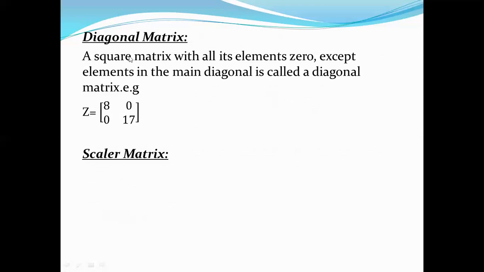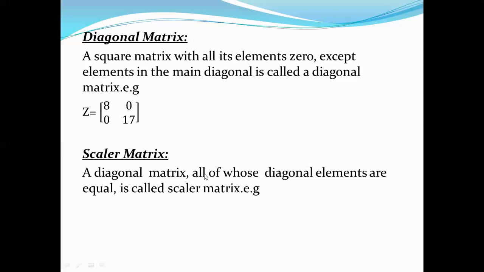And this diagonal matrix becomes the scalar matrix when a diagonal matrix, all of whose diagonal elements are equal, is called the scalar matrix. Means if these two elements would be equal, then this diagonal matrix will be called the scalar matrix. For example, [A, 0, 0, A]. So the main diagonal is this, its elements are equal and other elements are 0. That's why this type of matrix will be called the scalar matrix.